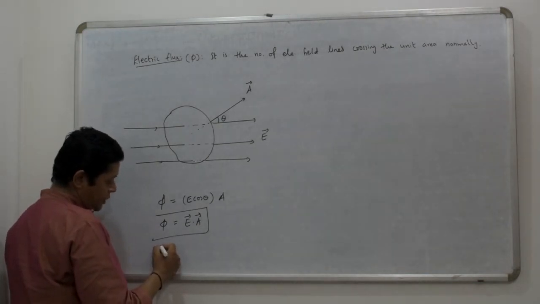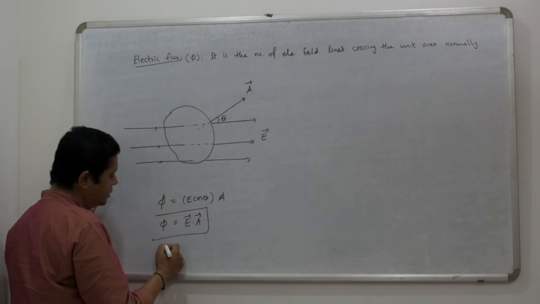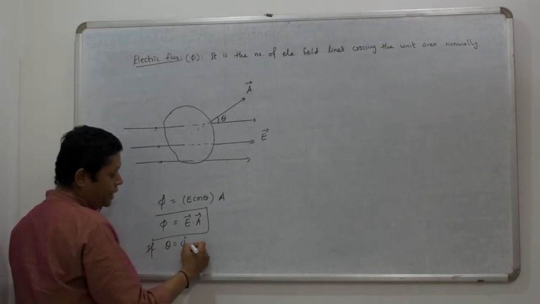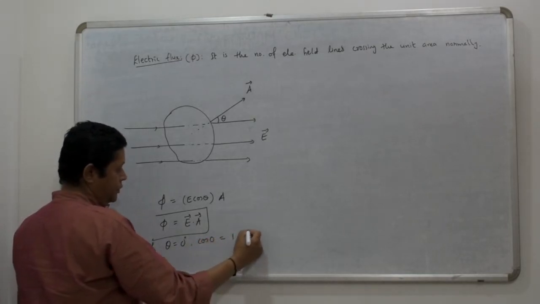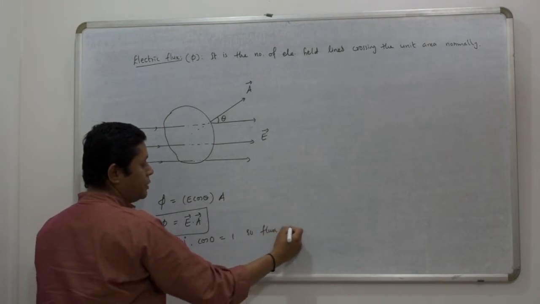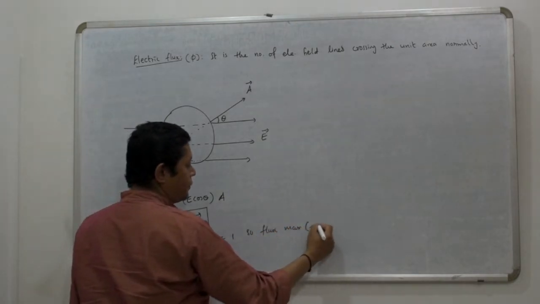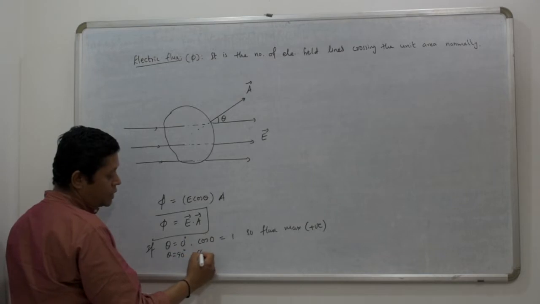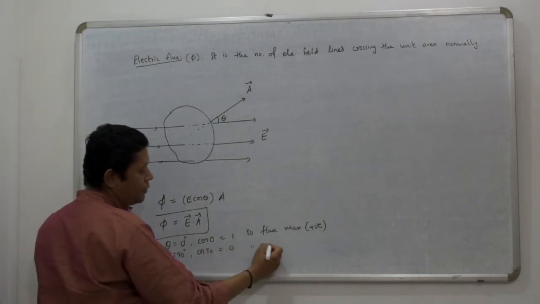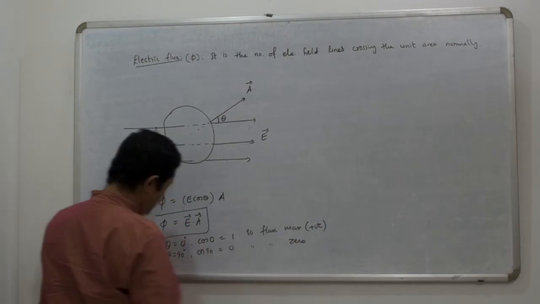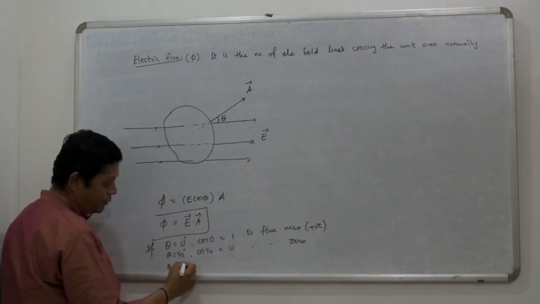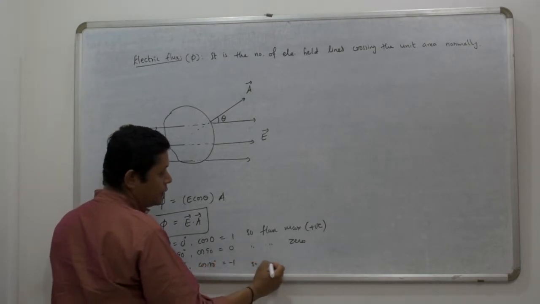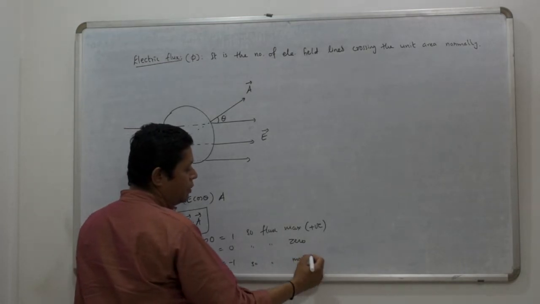Flux is maximum when the value of the cosine function is maximum, and the cosine function is maximum when theta is equal to 0 degrees. If theta is 0 degrees, cos 0 is 1, so flux is maximum and positive. If theta is 90 degrees, cos 90 is 0, so flux is 0. And if theta is 180 degrees, cos 180 is minus 1, so flux is maximum but negative.